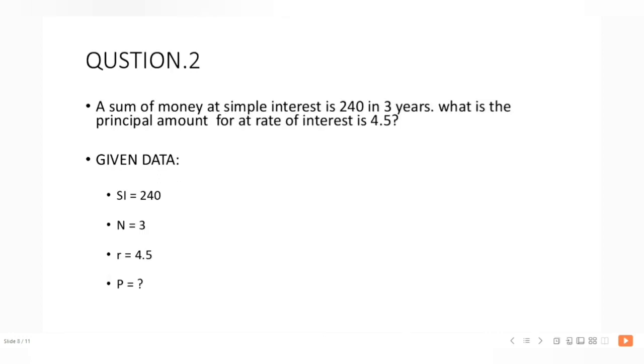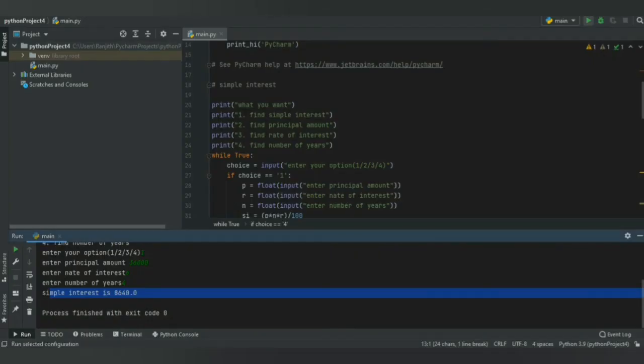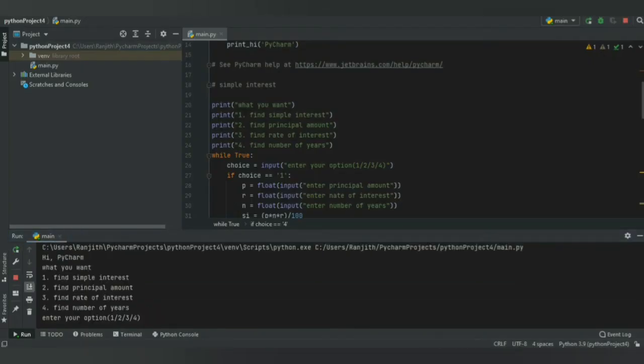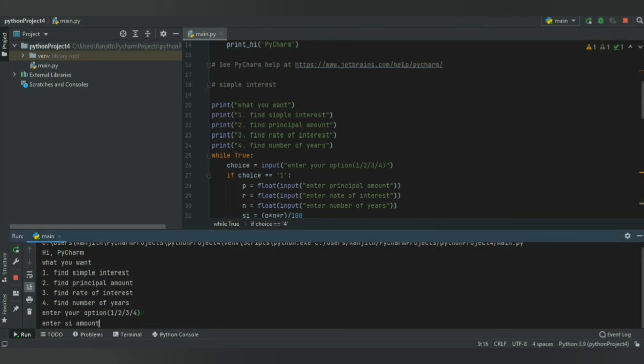Okay, and the next question is, a sum of money at simple interest is 240 in 3 years. What is the principal amount at the rate of interest 4.5? They will ask principal amount. So given data is simple interest, number of years and rate of interest. So again open PyCharm, run the code. They will ask principal amount, choose option 2, enter.